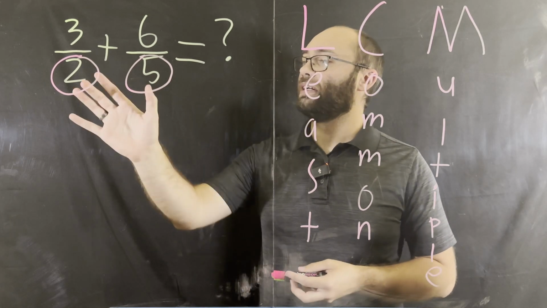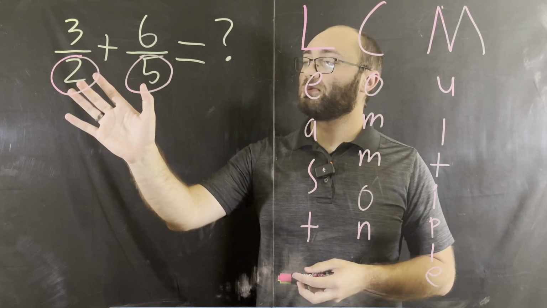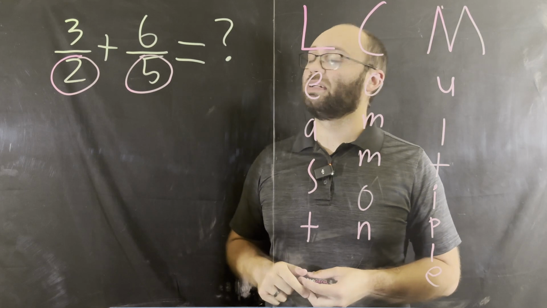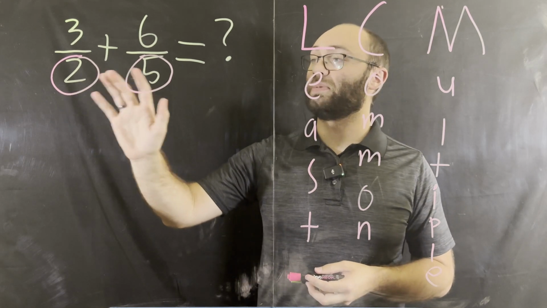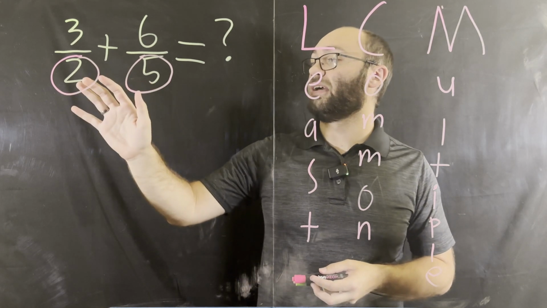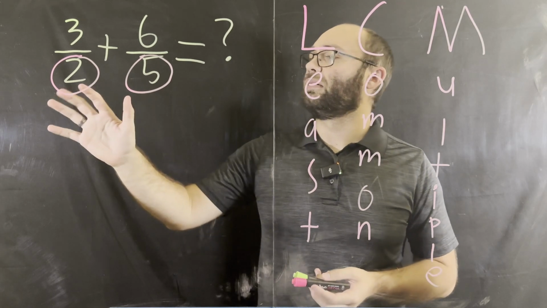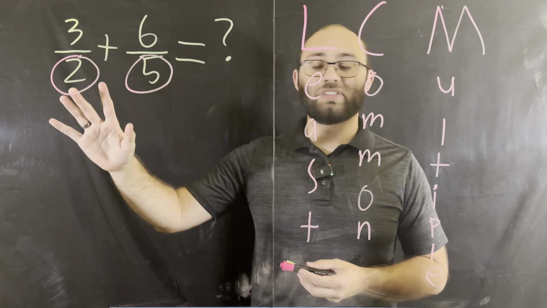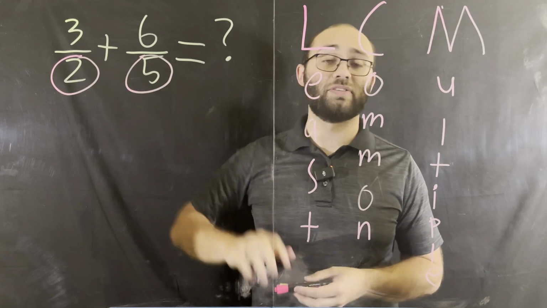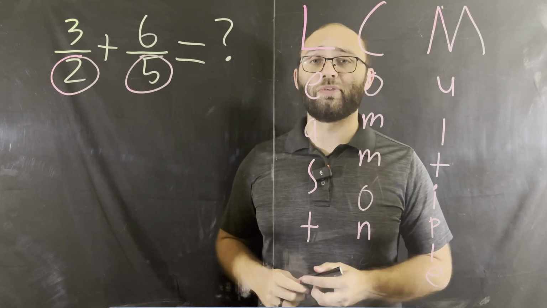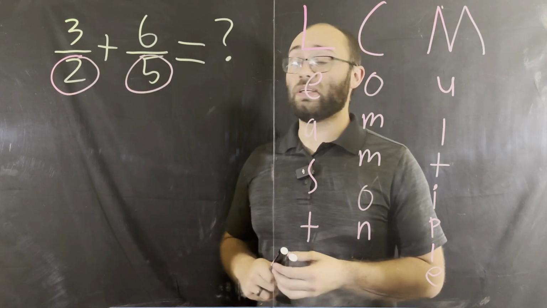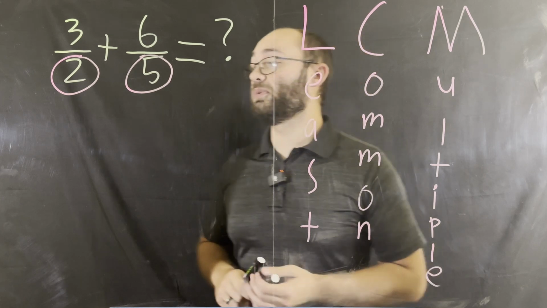How about 7? No, 2 doesn't multiply into 7, and neither does 5. 8 works for 2 but doesn't work for 5. 9 doesn't work for either of them. So how about 10? Well, let's see. 2 times 5 equals 10, and 5 times 2 equals 10. So we found a multiple for both of them, and it happens to be the LCM, the least common multiple.